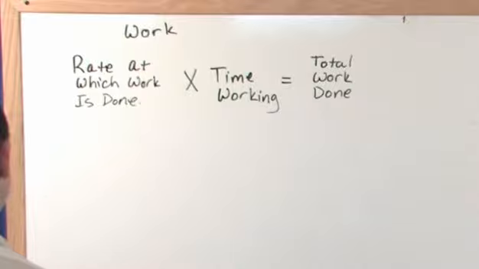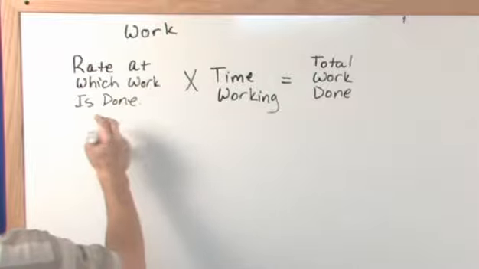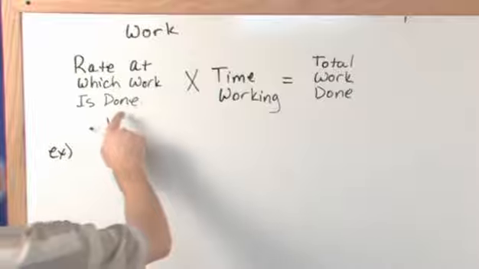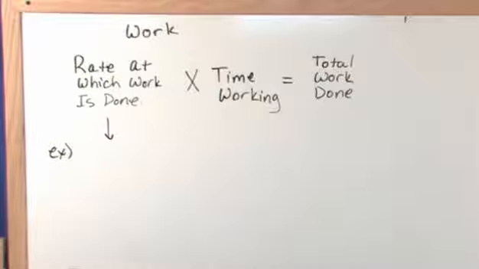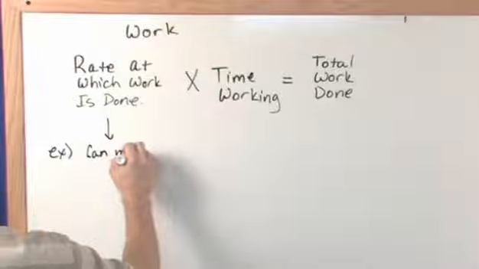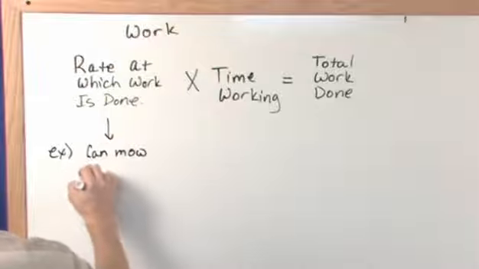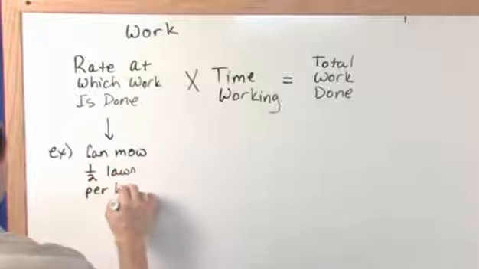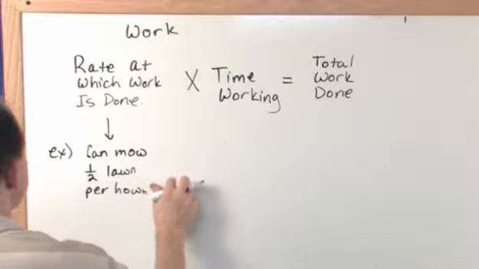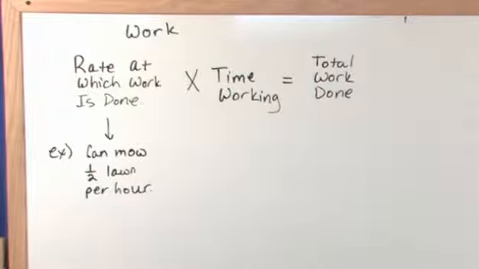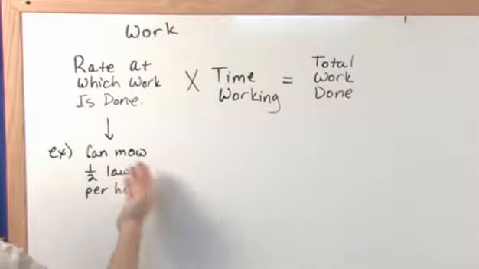Okay, so an example here for this part of it, which is the rate at which work can be done, an example would be that you can mow 1/2 of a lawn per hour. Okay, so the rate that you do the work is always going to be doing something per some unit of time. So in this case, it's 1/2 of a lawn per hour.